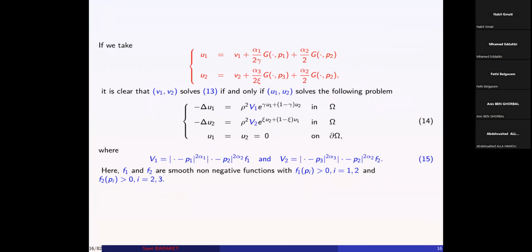So if we consider the same transformation, we will have problem 14 with potentials capital V1 and capital V2. V1 is given by dot minus P1 power 2 alpha 1, dot minus P2 power 2 alpha 2, and V2 by dot minus P1 power 2 alpha 2, dot minus P3 power 2 alpha 3. F1 and F2 are non-negative functions, but we want F1 P1, F1 P2, F2 P1, F2 P2 to be positive.